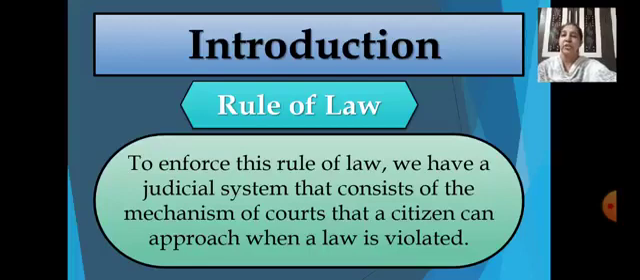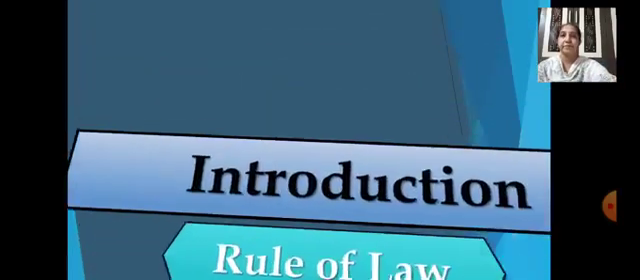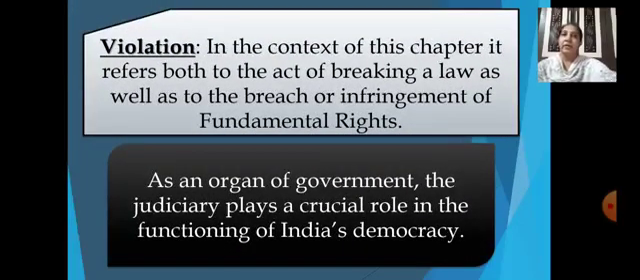Now, children, very first, the word judiciary is connected to the judge, and you all know very well where the judge gives his judgment, in the courts. So indirectly you can understand judiciary is connected to the courts. Now here, see, as an organ of government, the judiciary plays a crucial role in the functioning of India's democracy. To enforce the rule of law, we have a judicial system that consists of the mechanism of courts that a citizen can approach when a law is violated.